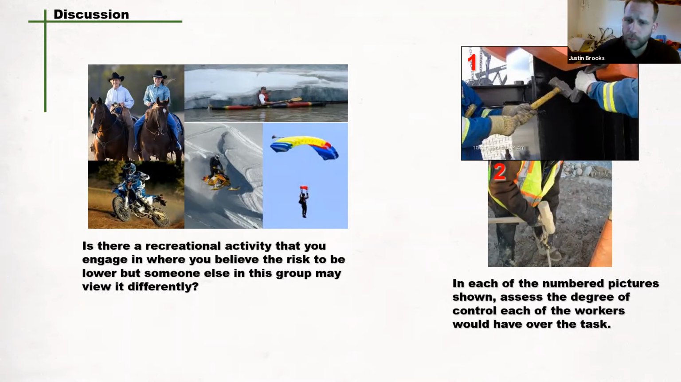For part 2 of the exercise, generate a discussion on each of the pictured scenarios. So the first one is, which worker would view the risk as being lower? The one who has control of the hammer or the one holding the wrench? Number 2, who has control of the hammer and the holding? Same person. How will they view the level of risk?